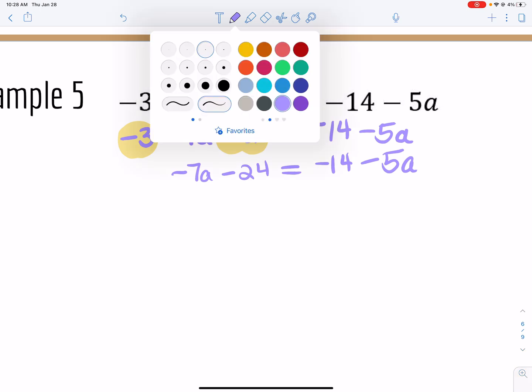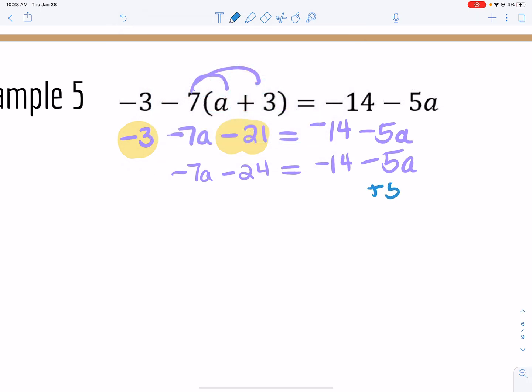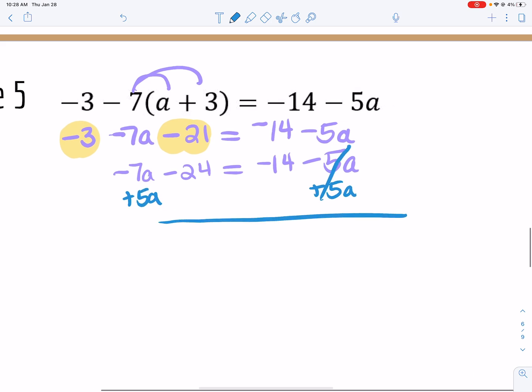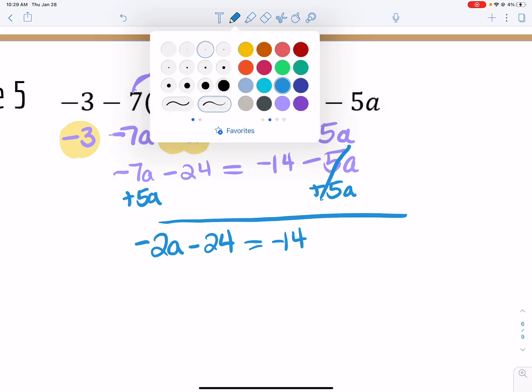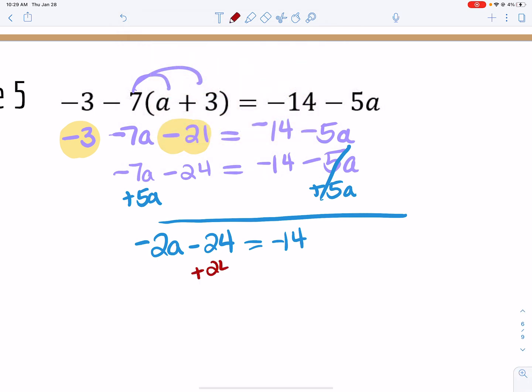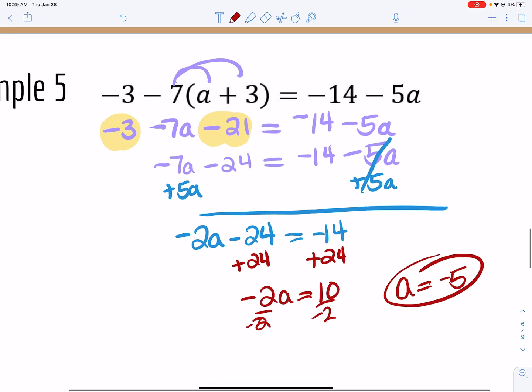So now I'm going to add 5a. I just always move my variables to the left, but you do not have to. So you get a negative 2a minus 24 equals a negative 14. Then I would move my number, so I'm going to add 24 and add 24, and I get a negative 2a equals 10. Then I would divide by a negative 2, divide by a negative 2, and a equals a negative 5. So that is example 5.